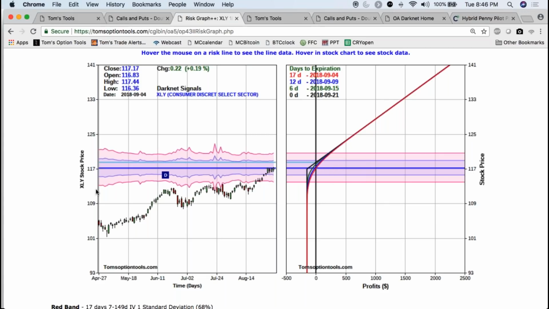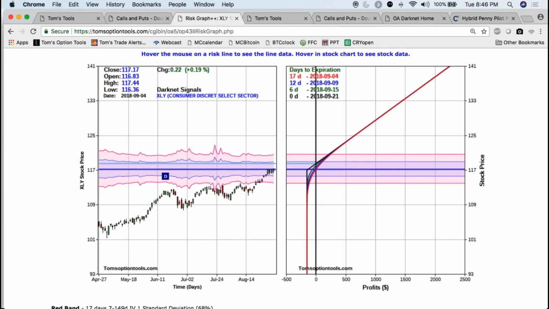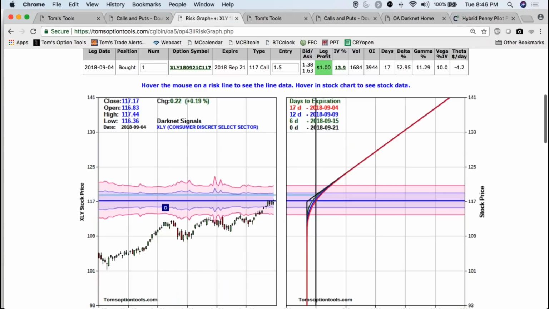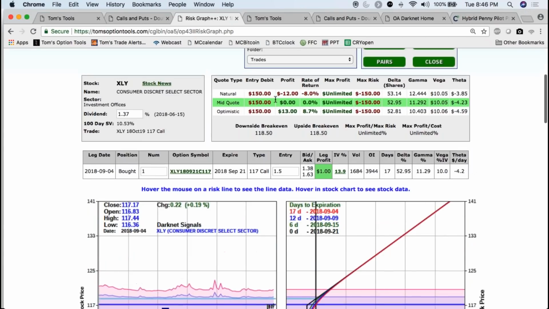But what if we went down? What if we got down into this area here where we went from 117 to, let's call it 110, a 7-point drop in the stock? All right, well, if you owned 100 shares of this, you'd be down $700. Over here, if you owned a call option for every 100 shares, the worst you do is $150. All right, so that's the protection part and the safety part of options when you plan them out properly.